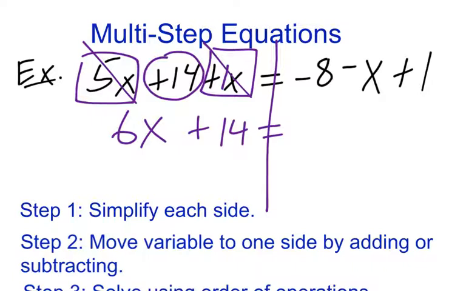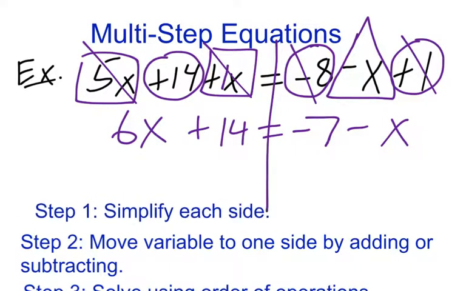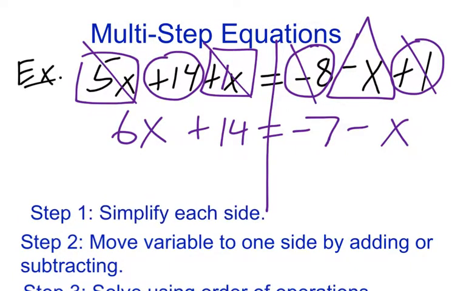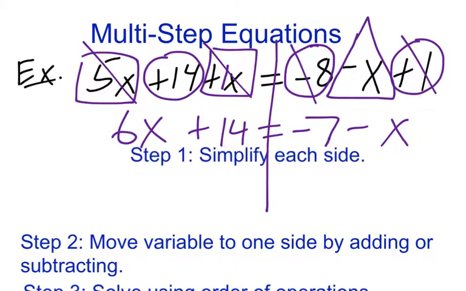Now I just need to simplify the right side. So I'm going to circle the negative 8, circle the plus 1, and maybe I'll put a triangle around the negative x. So negative 8 plus 1 is negative 7. So that took care of my integers, and then I just bring down the negative x. So now I'm done with the first step. So that was our first step. We simplified each side.